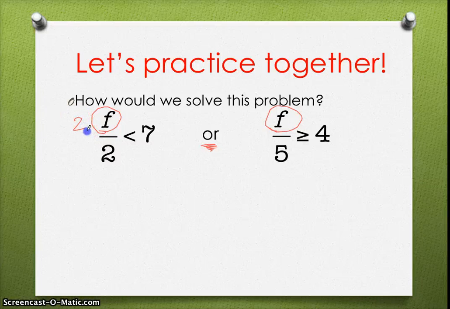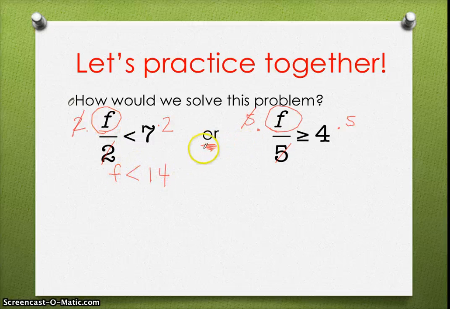So we need to multiply both sides by 2 because we started off by dividing. And we're going to do the same thing with multiplying both sides by 5. And we know that if the same number exists in the numerator and the denominator, they just reduce to 1 by the identity property. So if we multiply that with f, we're going to have 1 times f is less than 14. Or f is greater than or equal to 20.